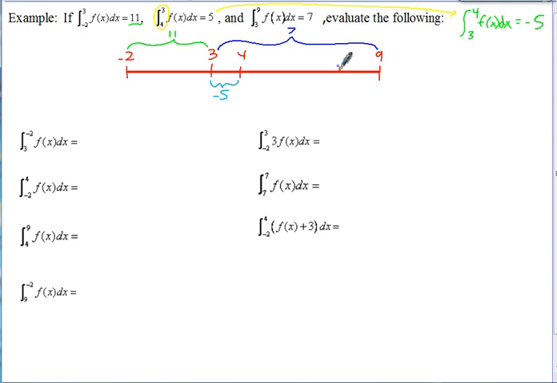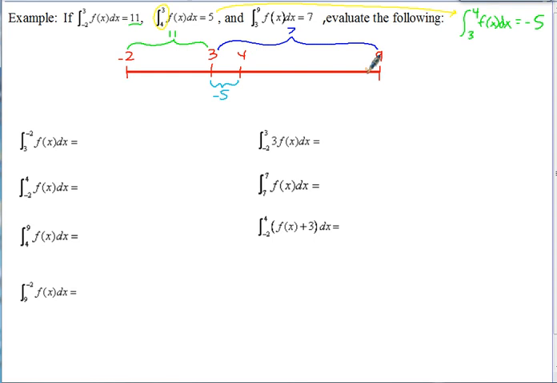Now, before we even go about trying to find what these are equal to, what I'm going to do is try to figure out all the little intervals. Because you can always take the little smaller intervals on here and add them up to get the larger ones. Well, we kind of already have 2 of them, right? Based on our number line, we already know what it is from negative 2 to 3, it's 11. And from 3 to 4, it's a negative 5. The only small interval that we don't know right now is from 4 to 9.